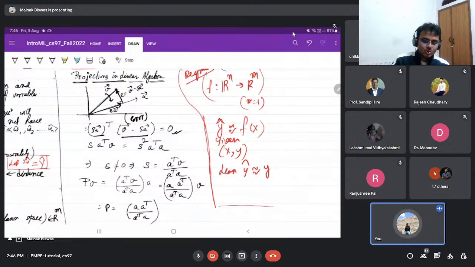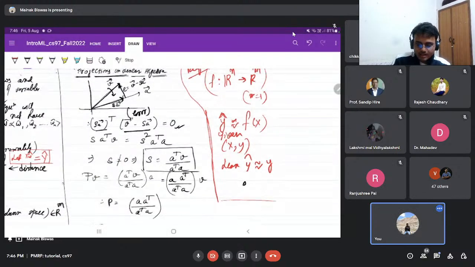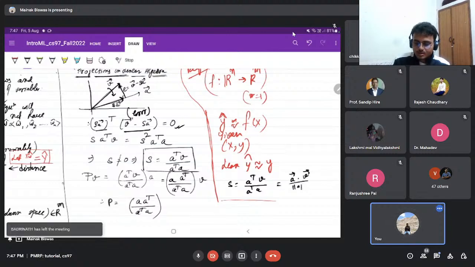If we equate the values, S is a scalar, and you get this to be the value of S. So S is equal to A transpose V by A transpose A. This is the same simple physics equation we learned in class 11. This is sort of the cosine similarity. It is nothing but taking the dot product along the unit vector of A. Just giving you the intuition here.